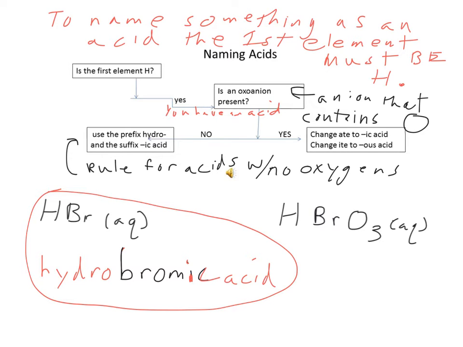What about ones that do? Is the first element hydrogen? Yes. Is an oxoanion present? Yes, right? Because we have hydrogen as our first element, so we have an acid. Then we see oxygen here. So our rule for naming acids with oxygen is as follows. Change ate to ic, change ite to us.